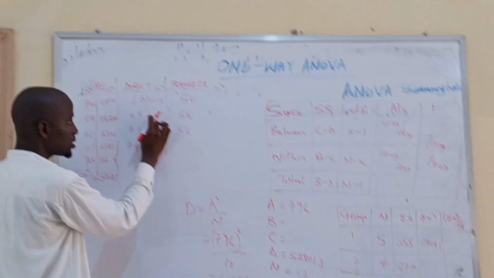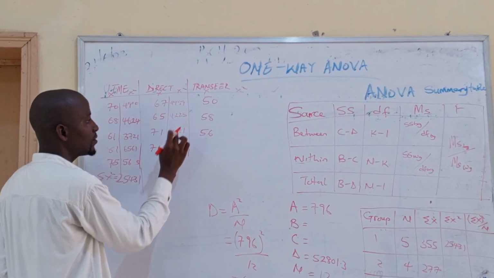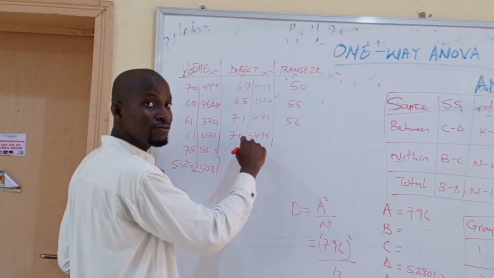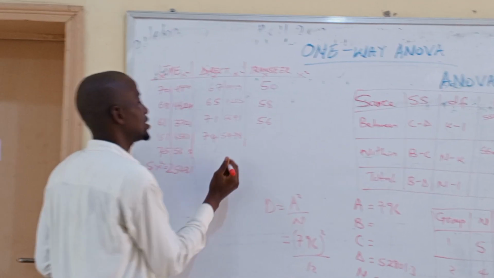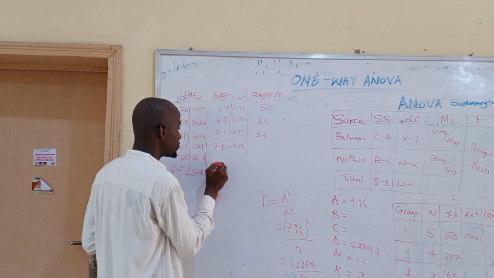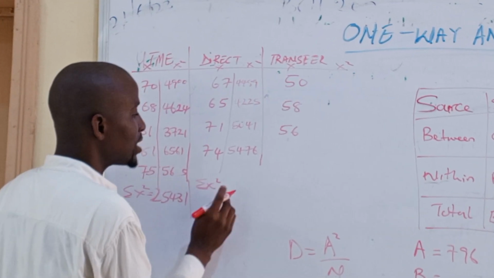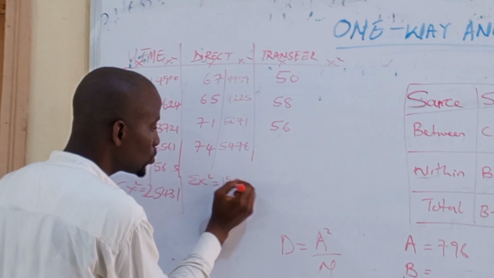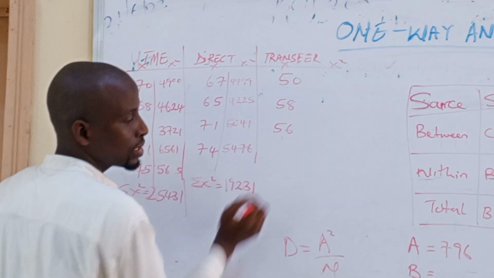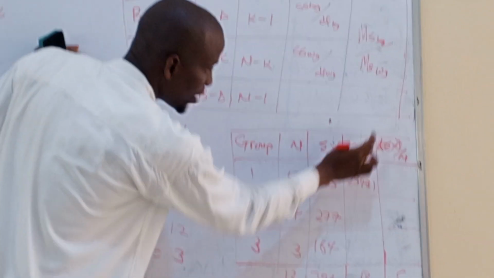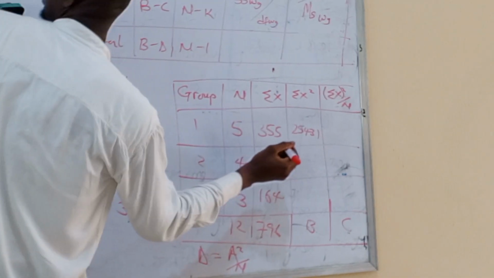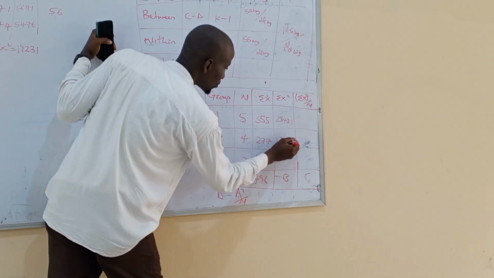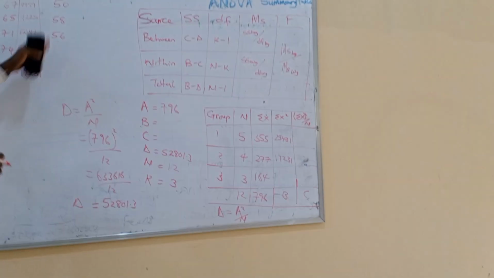Now when you sum all this, you have 4489 plus 4225 plus 5041 plus 5476. That will give you summation of x square for group 2, and that will be a total of 19231. So we are left with the third group.